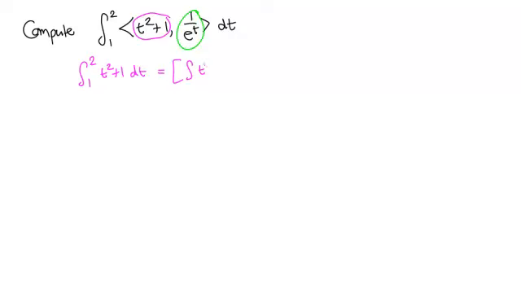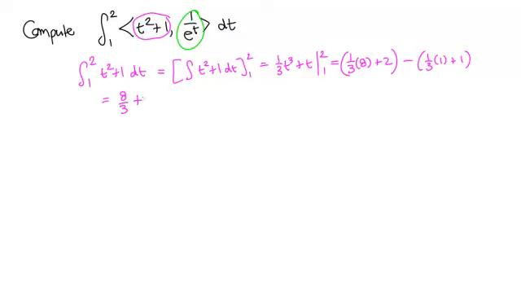I just have to find an antiderivative for t squared plus 1 dt, and then I can evaluate that from 1 to 2. So an antiderivative of t squared plus 1 would be 1/3 t cubed plus t, which we can evaluate from 1 to 2. So that's going to get me 1/3 of 8 plus 2 when I plug in 2, and then it's going to get me 1/3 of 1 plus 1 when I plug in 1. So that's a grand total of 8/3 plus 2 minus 1/3 minus 1. Notice that 8/3 minus 1/3 is 7/3, whereas 2 minus 1 is plus 1, and that gives me a grand total of 10/3.